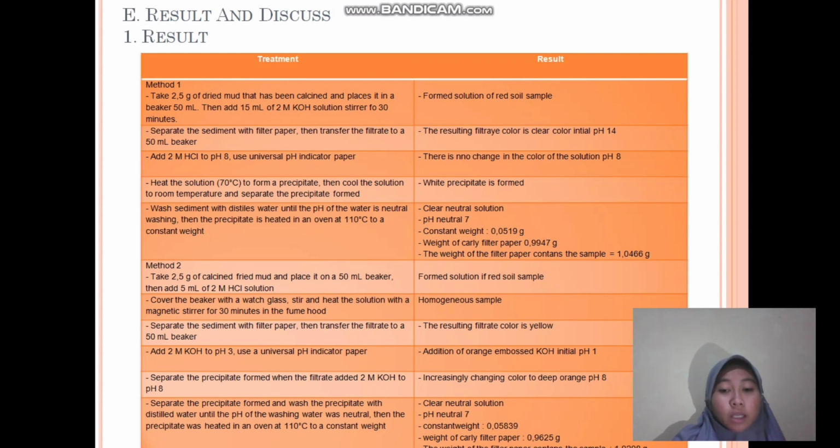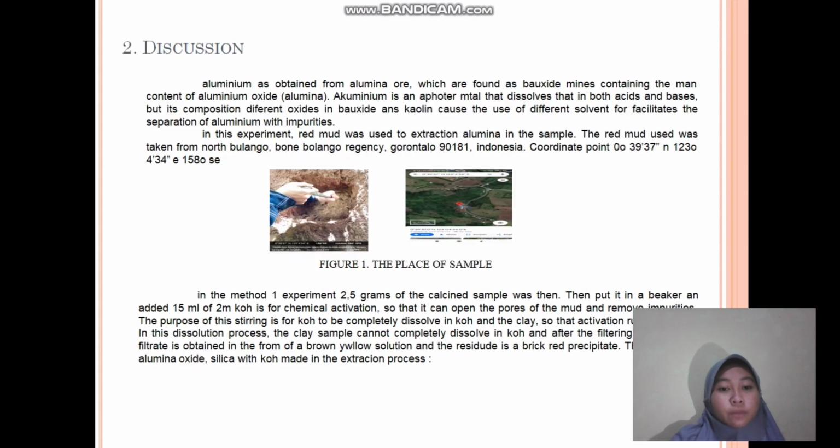The precipitate is formed when the filtrate experiences a color change to orange at pH 8. The precipitate is formed and washed with distilled water until the result is a clear neutral solution, pH neutral 7, constant weight 0.5. Weight of clear filter paper 0.65. The next discussion.